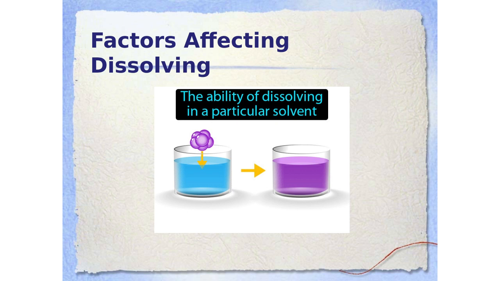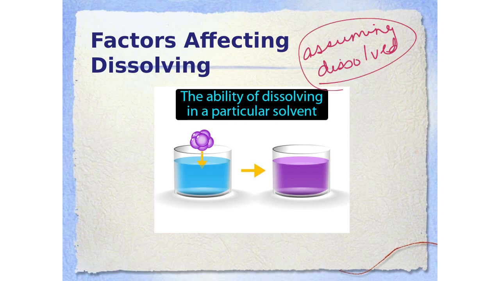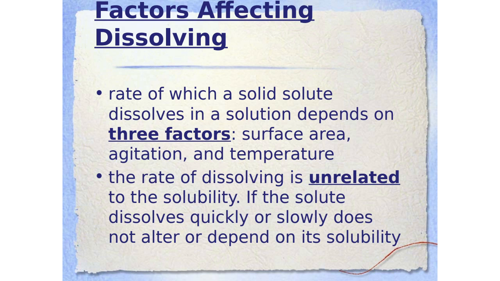Now let's talk about three factors that affect dissolving. This is an important distinction from the previous lesson. What we're doing here is assuming that our substance is already going to dissolve. We're assuming that sugar does dissolve in water, salt does dissolve in water. These will be factors that affect how much faster we can get them to dissolve. There are three factors that affect rate of dissolving, and rate just refers to how fast we can get something to dissolve. The first one is surface area, the second is agitation, and the third is temperature.